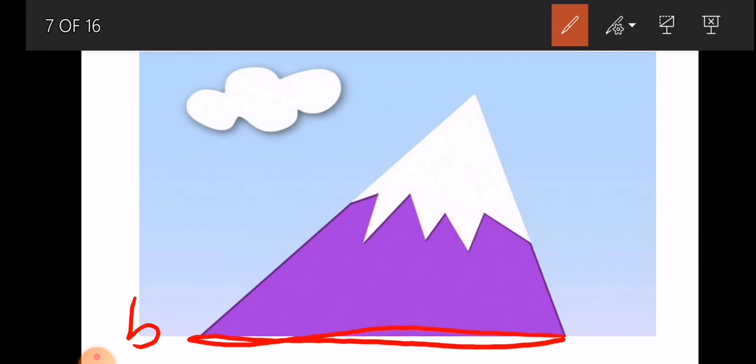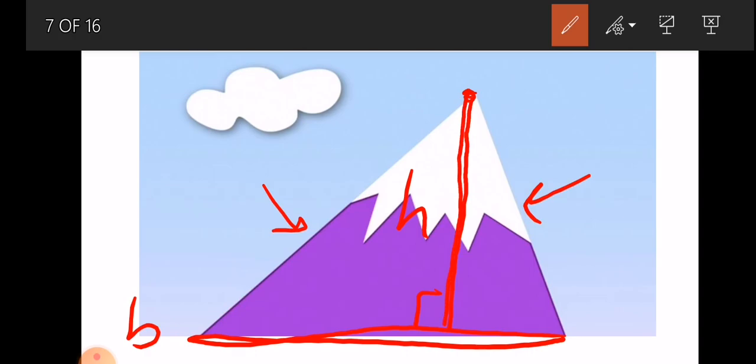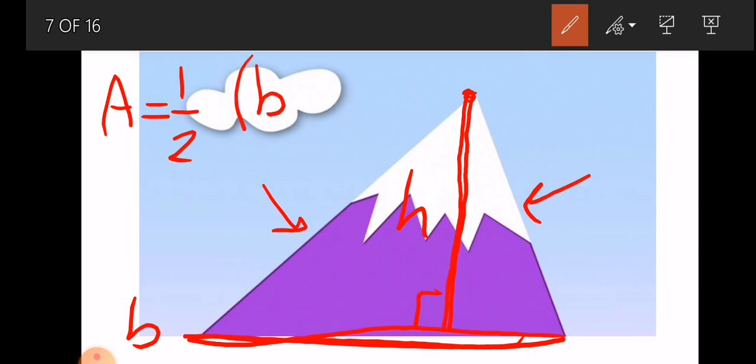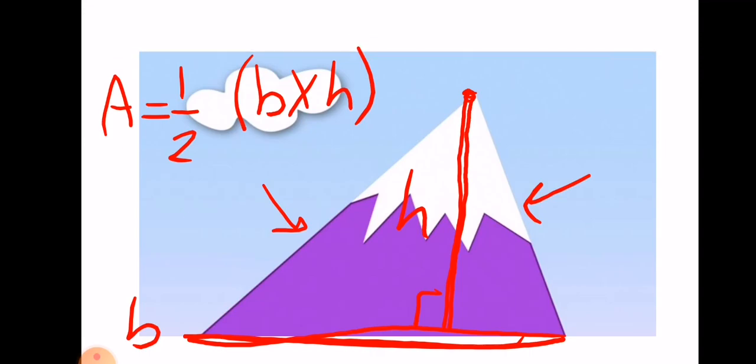The height is from the top point, in front of the base, going straight down, perpendicular on the base. This will be the height. So can this side be the height? No. Is this the height? No. The height is from the top point going down perpendicular on the base. So we said that the area of the triangle will be half multiplied by base multiplied by the height, and we explained now where is the base, where is the height.